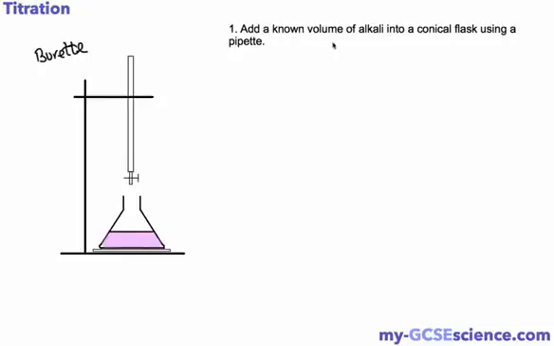So we add our known volume of alkali into a conical flask, making sure that both of these have been washed out with distilled water to clear out anything that might be in there. We then add a few drops of indicator. Now, it's important that we have the right indicator. One example is something called phenolphthalein, another one is called methyl orange. We can't use universal indicator because that has a gradual change in color, and it won't show the neutral point at a specific enough point, but we can use phenolphthalein or methyl orange.